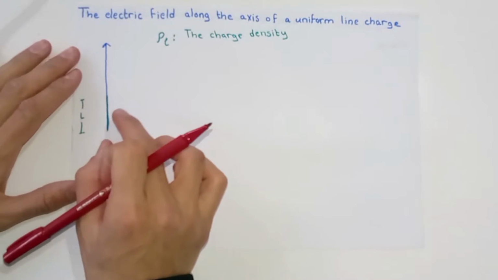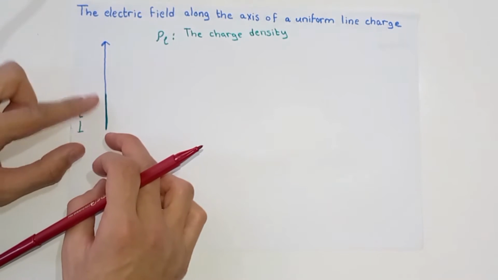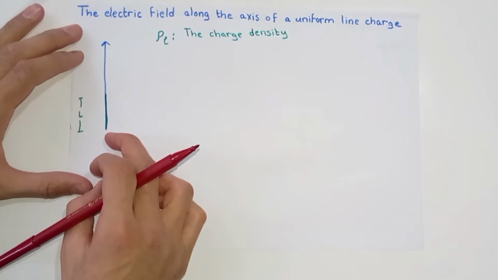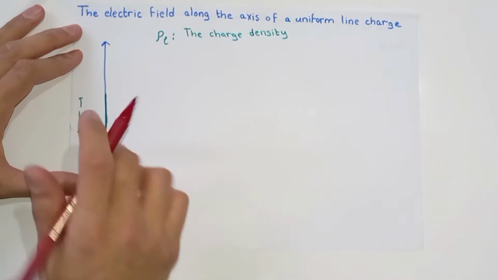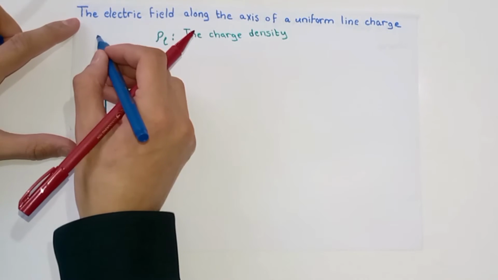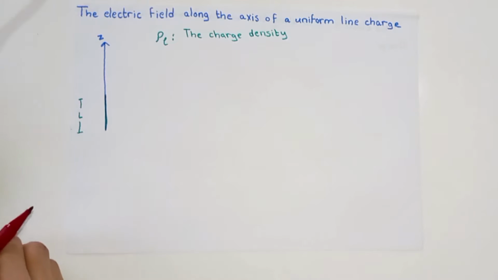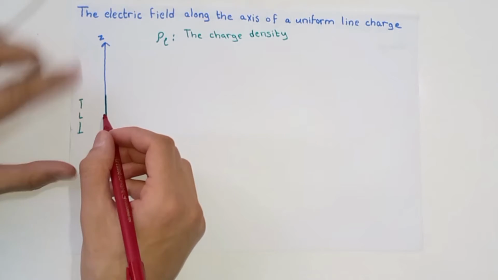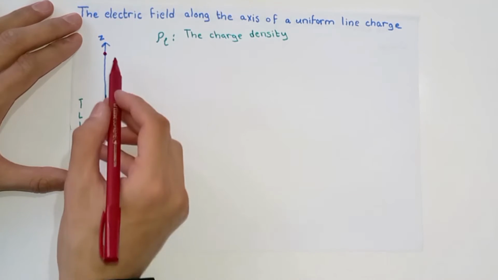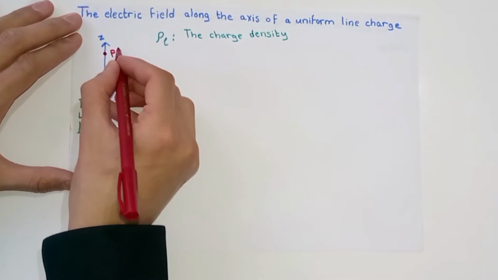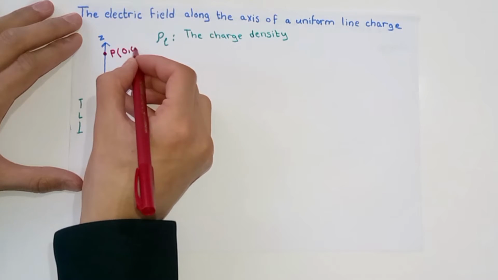As we said, we want to find the electric field due to this line charge along the axis. I attached this line along the z-axis, and the arbitrary point where we want to find the electric field due to this line charge will be on this z-axis. This is the point P, and it has the coordinates 0, 0, z.